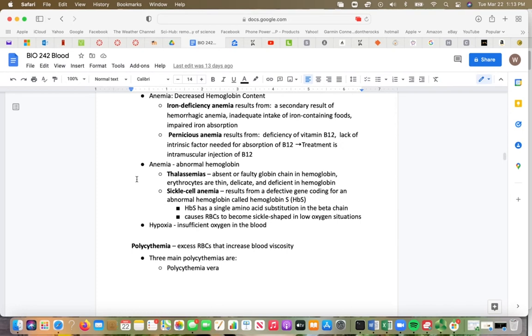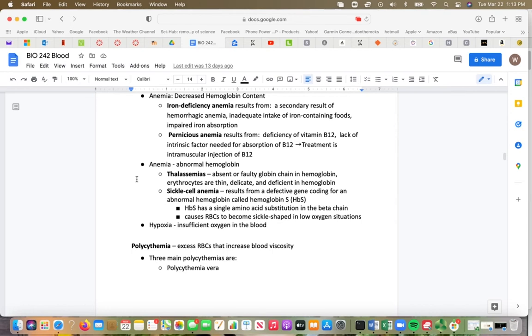With sickle cell anemia, this is going to be the result of a defective gene that codes for hemoglobin. It has a single amino acid substitution in the beta chain, and it causes the red blood cell to become sickle-shaped, hence the name. And that will happen in low oxygen situations. So hypoxia is when there is insufficient oxygen.